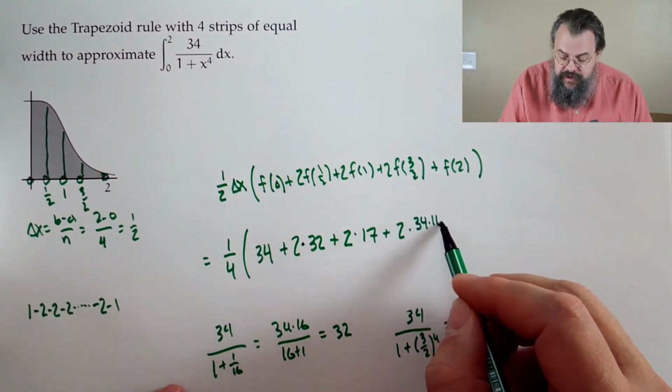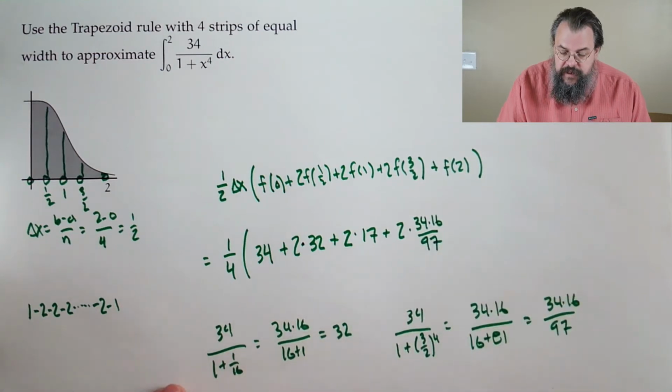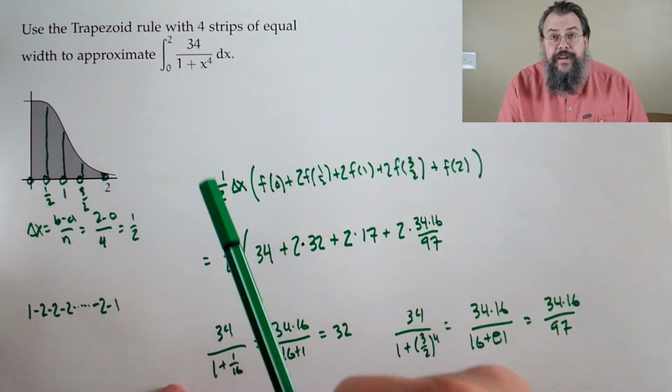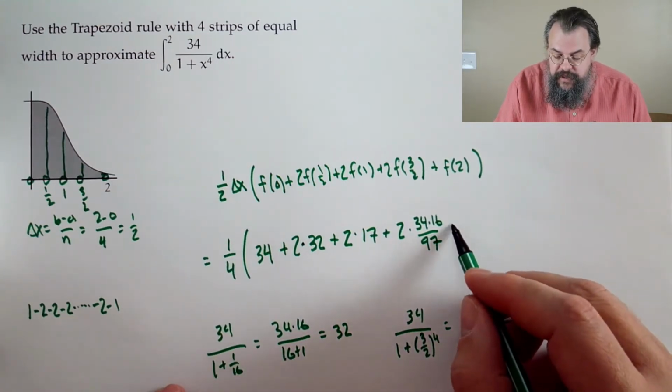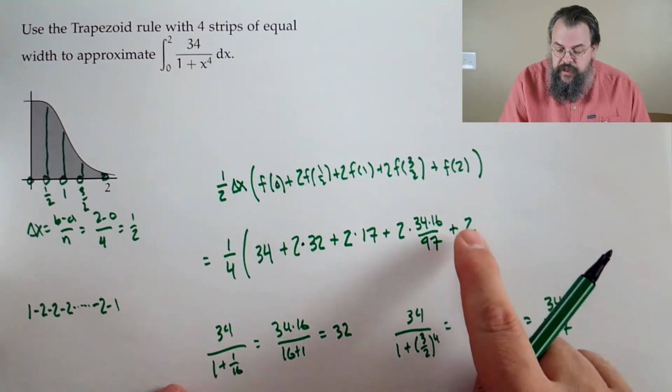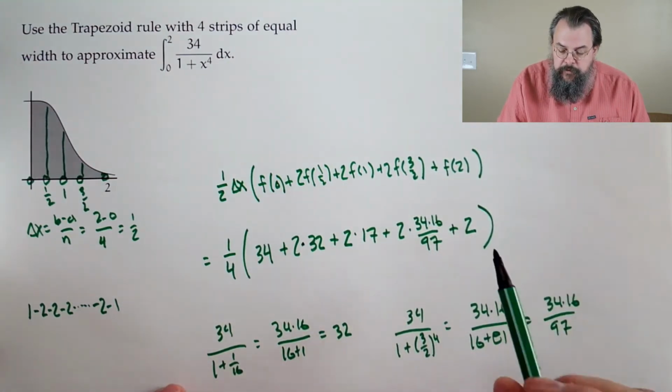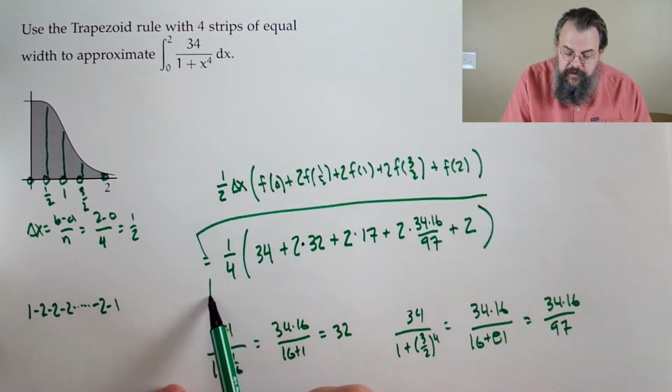34 times 16 over 97. And when we plug in 2, 2 to the 4th is 16 plus 1 is 17. That does divide into 34 nicely, and that's just a 2. And really it's a 1 times that. And there we go. That's the estimate.